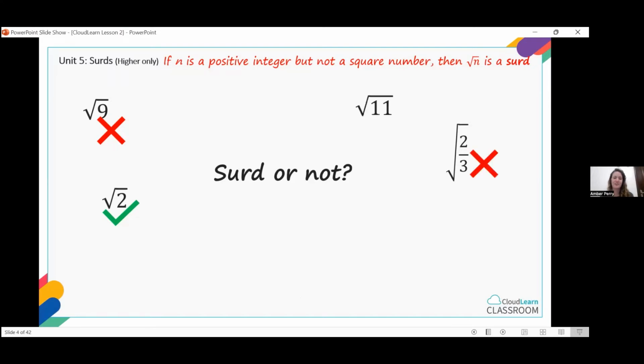Square root of 11. Is it a surd or is it not a surd? So I think it's got to be a positive integer, but not a square number. I'm going to relaunch that poll now. Square root of 11, surd or not a surd?